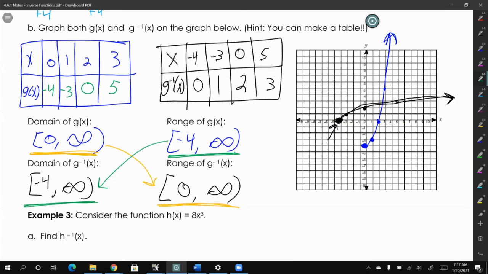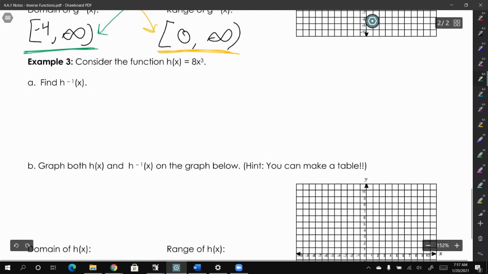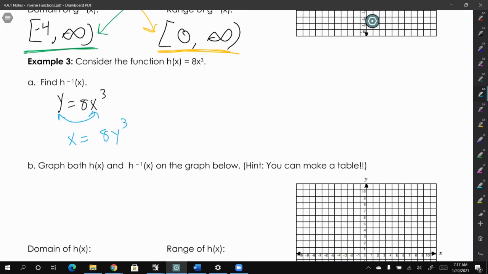So let's look at our last example. We're going to consider this function. First, it says to find the inverse. So y equals 8x to the third. We will switch the location of x and y. So x equals 8y to the third. Then we'll divide both sides by 8, and we get x over 8 equals y to the third.